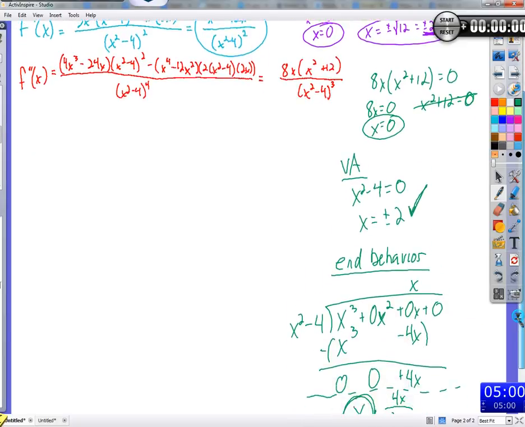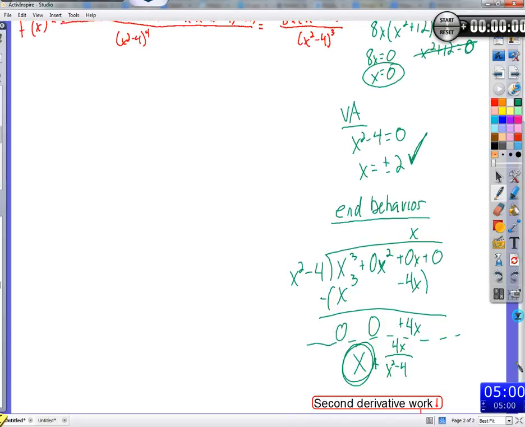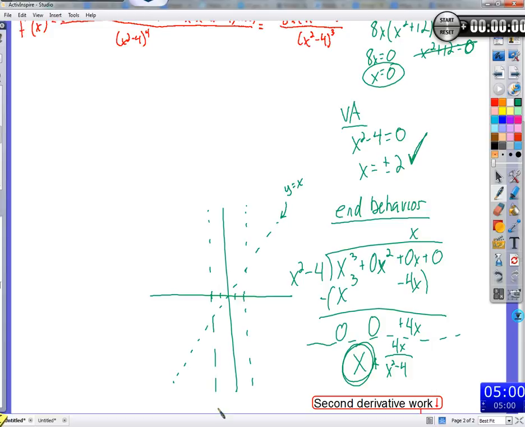Okay, so if we were to start graphing this, we know we've got a slant asymptote with the equation y equals x. We know we have vertical asymptotes at plus and minus 2. And all the other stuff that we have to do is finding those extrema, possible extrema, those points of inflection. So to do that, we'll use that little chart. Well, giant chart.